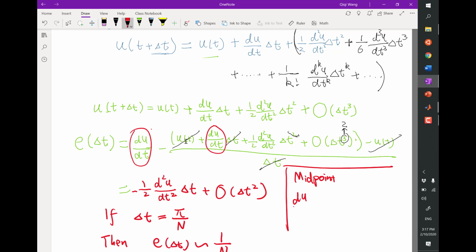So du dt is approximated by u(t plus delta t) minus u(t minus delta t), divided by 2 delta t, right? So that's the midpoint rule.